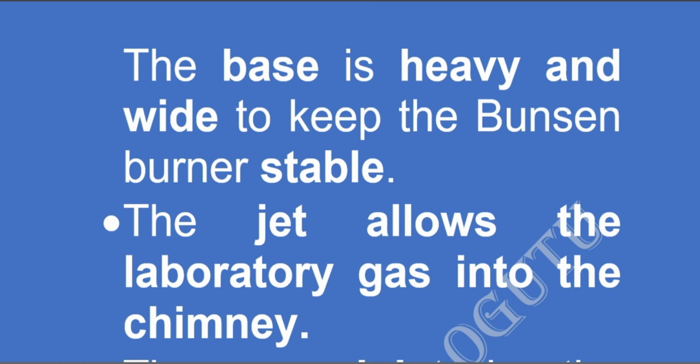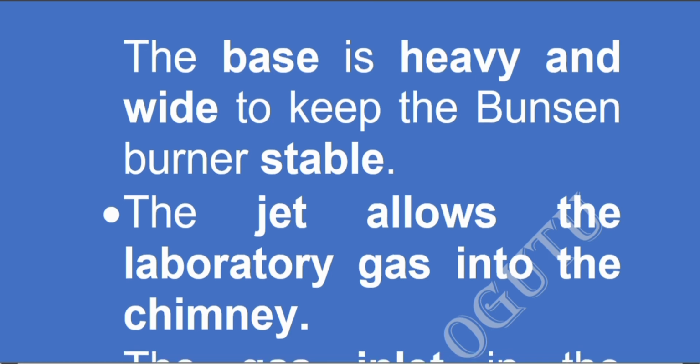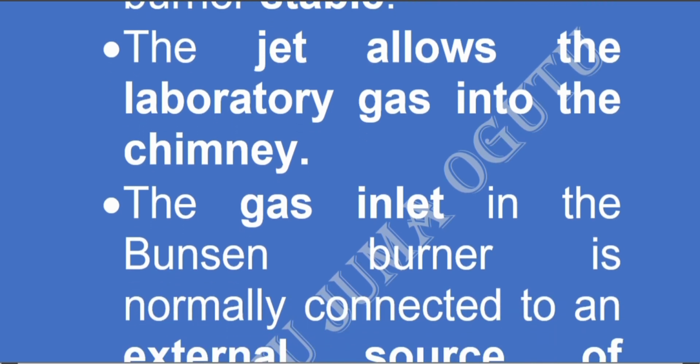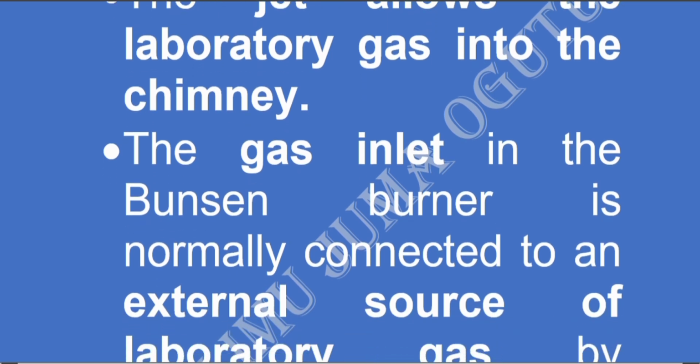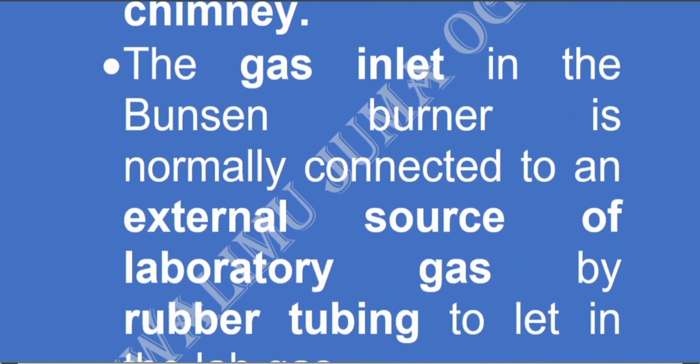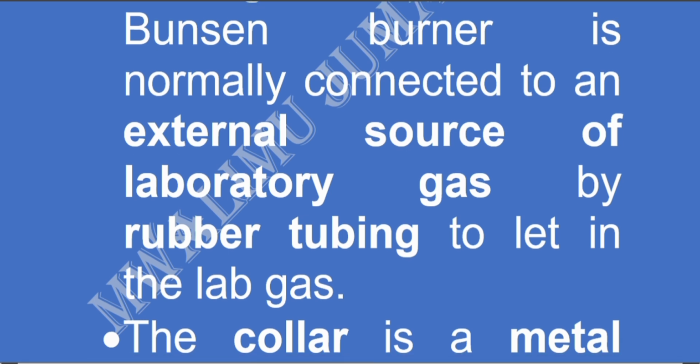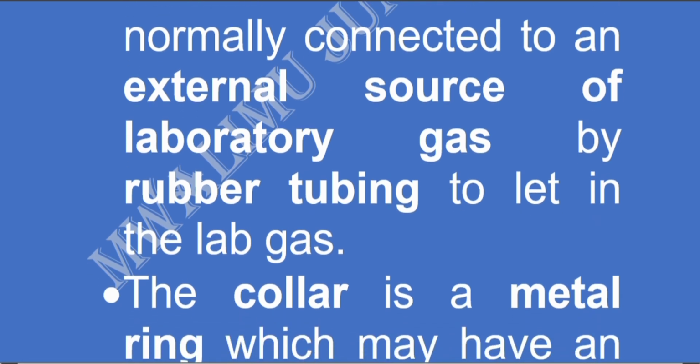The gas inlet in the Bunsen burner is normally connected to an external source of laboratory gas by rubber tubing to let in the lab gas. Remember also the gas inlet is on the base. Now the collar is the second part. It's a metal ring. Remember, the collar is just a ring.